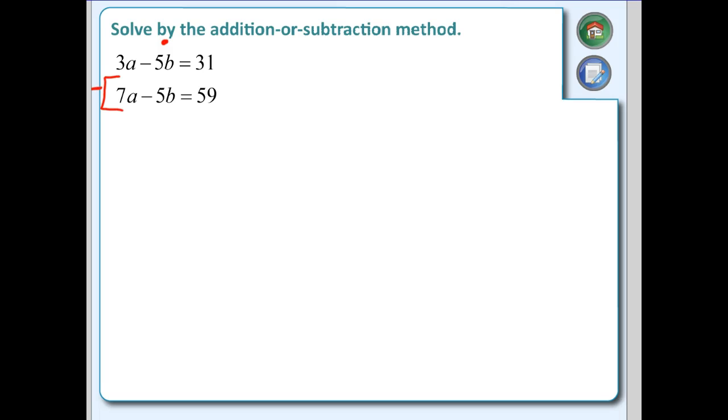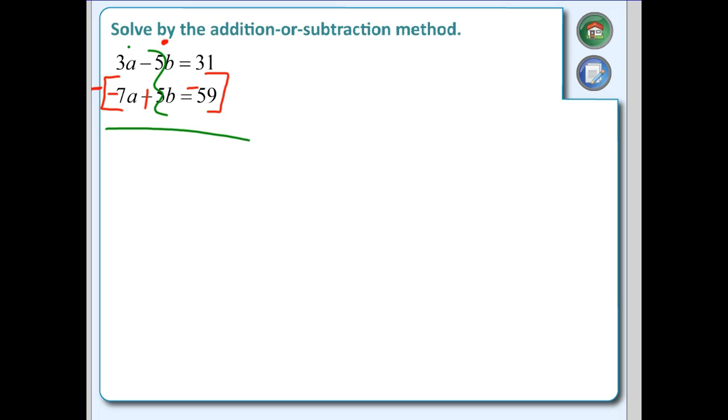Because if I subtract, what do we know about subtraction? What's our definition? Add the opposite, that's right. So that means each one of these is going to change signs. And now that I've done that, I've got negative 5b and positive 5b, and they'll cancel out. And so now what do we have left?